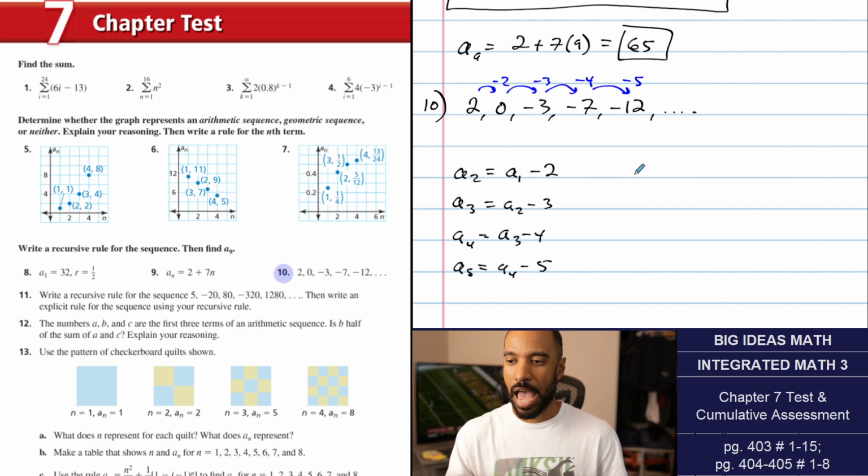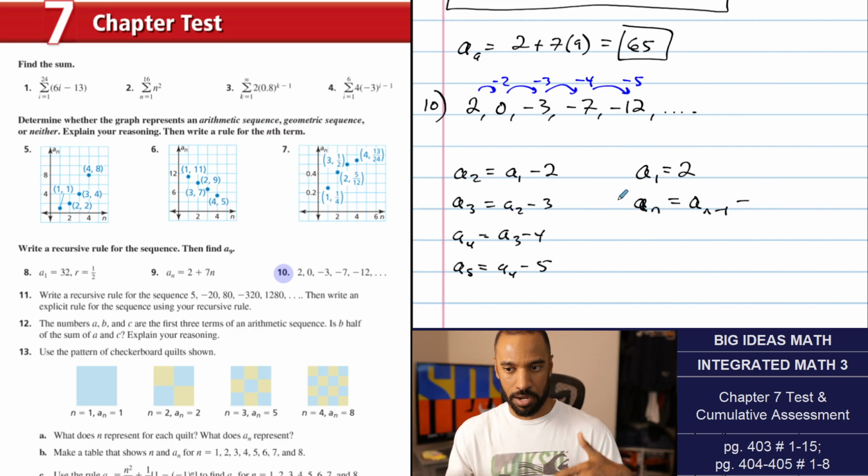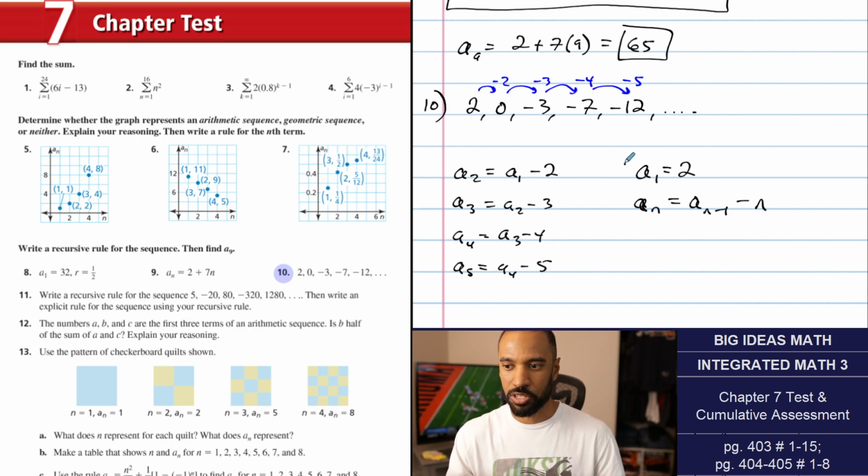So clearly our A sub n rule, first of all, A sub 1 is 2. And our A sub n rule is going to be taking the previous term and then minus n. Because A sub 2 subtracts 2, A sub 3 subtracts 3. So minus n in this case.